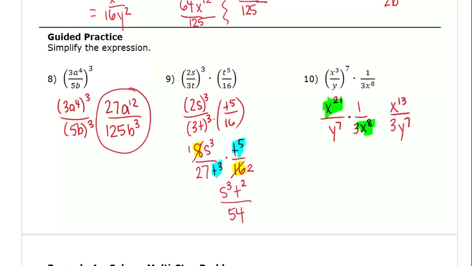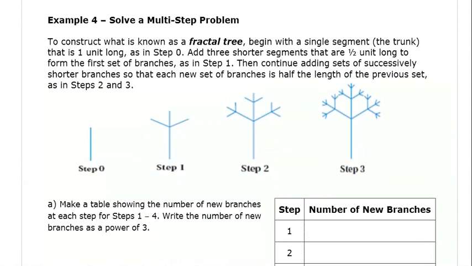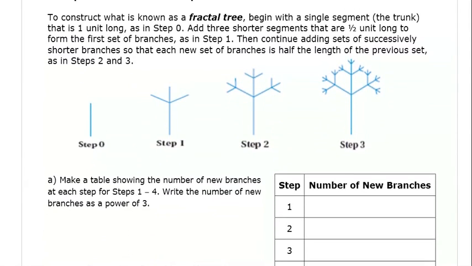Okay, example 4. Last example. I'm going to solve a multi-step problem. It says to construct what is known as a fractal tree, we begin with a single segment, which is the trunk, that is 1 unit long, as in step 0. We're going to add 3 shorter segments that are half unit long to form the first set of branches, as in step 1. Then continue adding sets of successively shorter branches so that each new set of branches is half the length of the previous set.